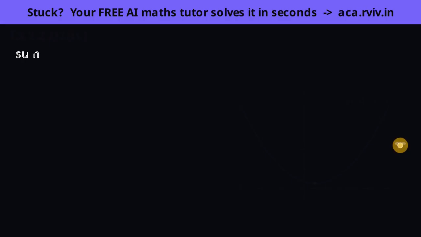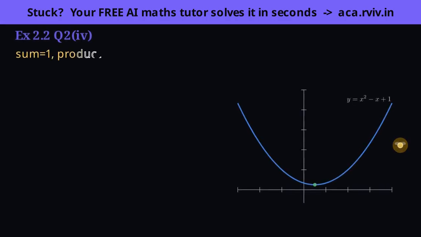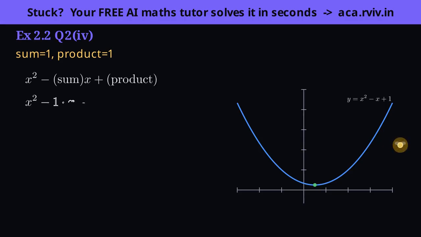Part 4 is the gentlest case, both values are 1, so it's pure substitution with nothing to clean up. Setup: the same build template, applied directly. Substitute sum 1 and product 1. Simplify 1 times x to x, giving x squared minus x plus 1.